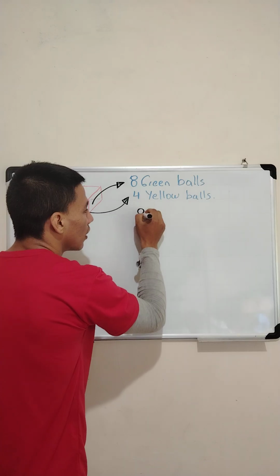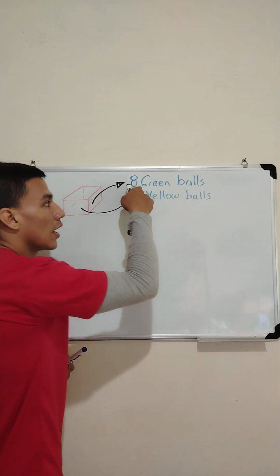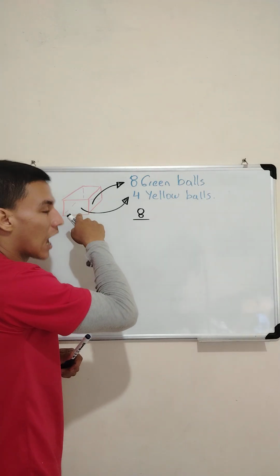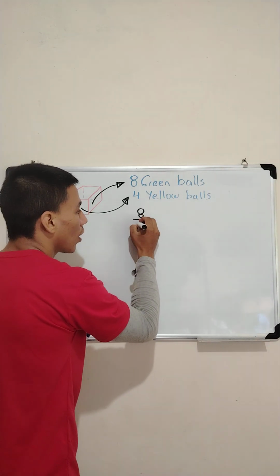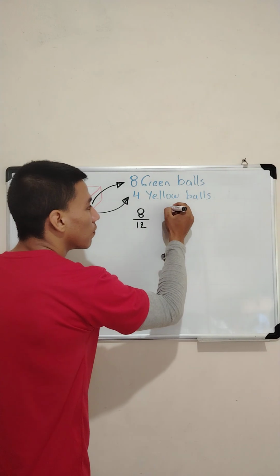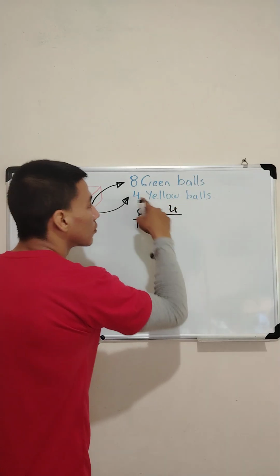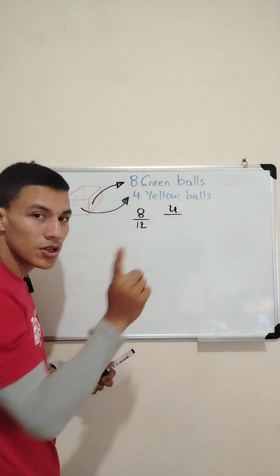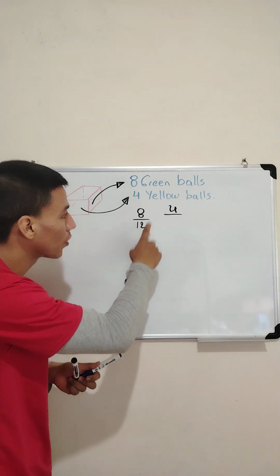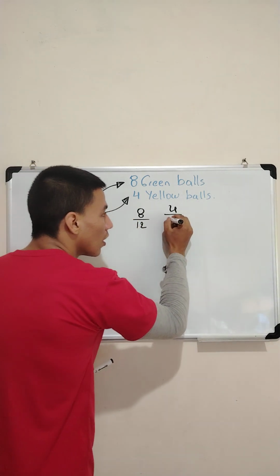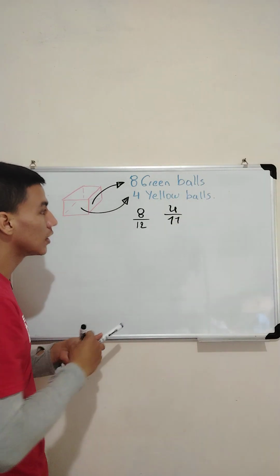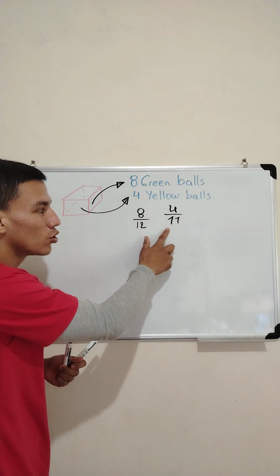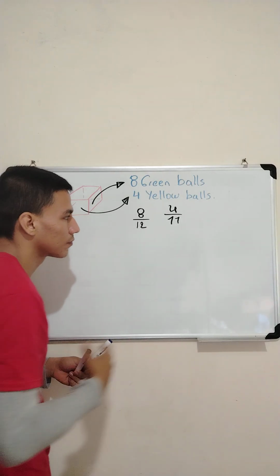There will be 8 over 8 plus 4. That will be the total balls that are in the box. That will be 12. And so 4 over what? 12? No, no, it's not 12. It's 11. It's 11. And why, you may ask, is it 11? Because once you draw the first ball, you are only left with 11.